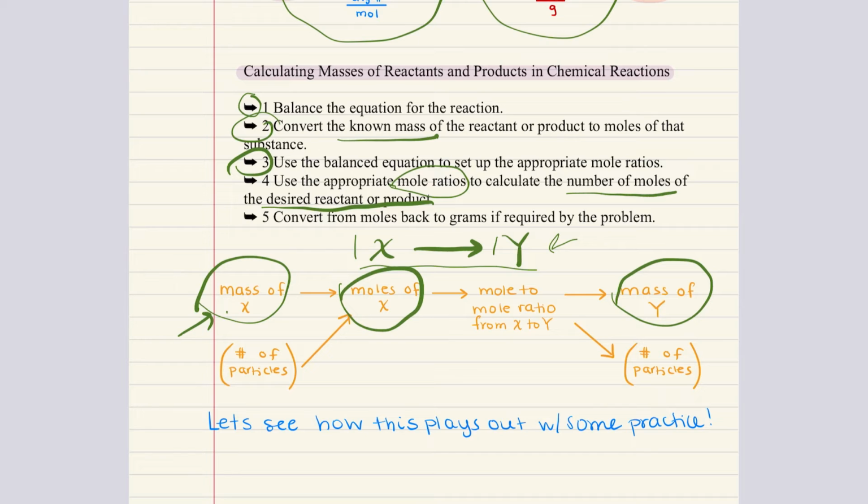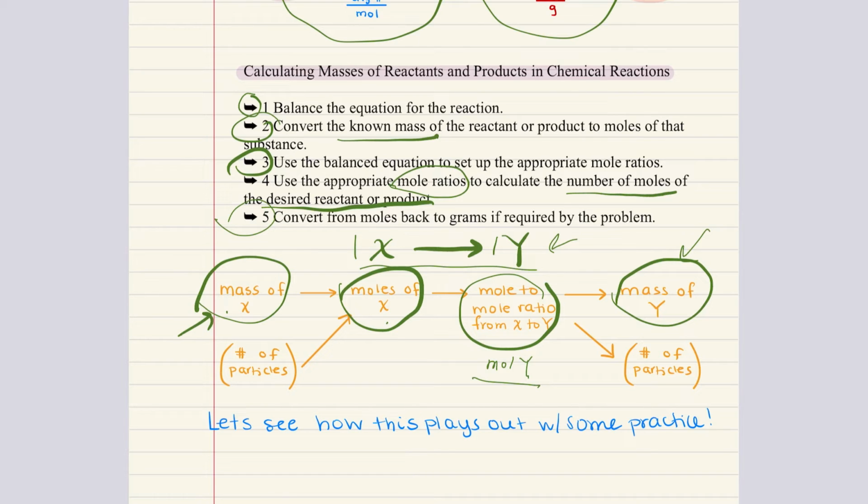So we went from mass of X to moles of X, and then we can use a mole to mole ratio to go from X to Y. For 1 mole of X, there is 1 mole of Y. And our units will cancel out in a way up to this point that we end up with units of moles of Y. Now, if our goal is to figure out mass of Y, then our last step will be to convert moles of Y back to grams using molar mass.